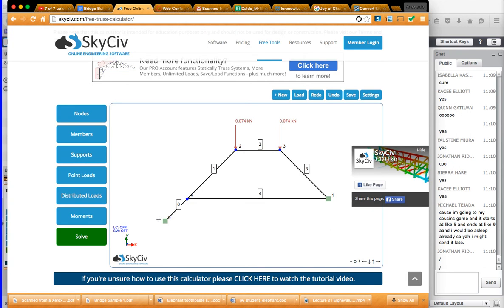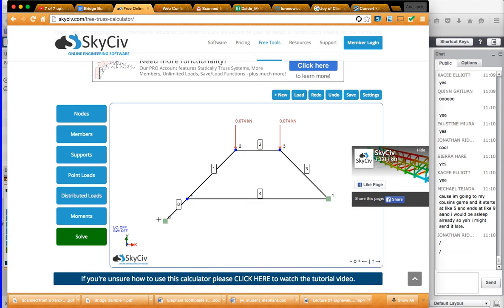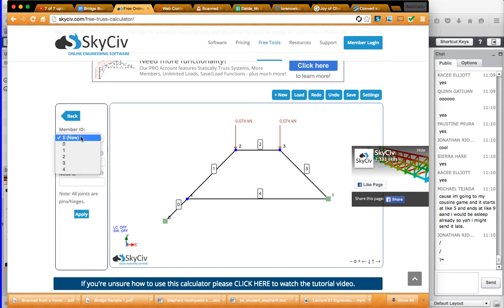I just solved this bridge. How is it not stable? That's not good. Do you have it on the one that you just did? All right, here's what I think happened: I put two members, a separate one here and a separate one here. I think I'm going to just go with one that goes from here all the way to there.